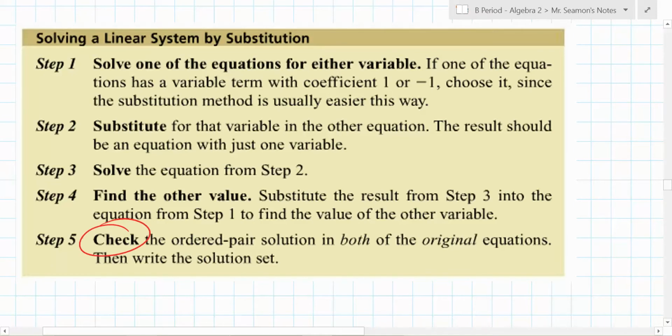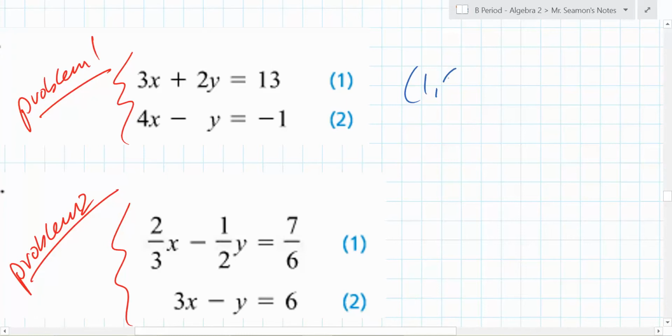Check your answer. Please check your answer. I meant that the answer to the first one is 1, 5?